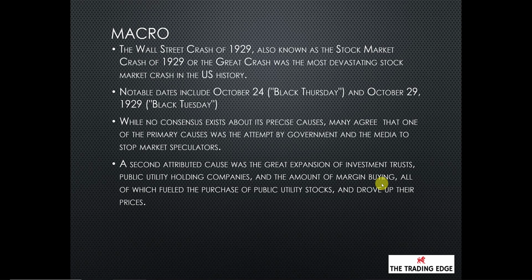So the second attribution for the 1929 crash was the great expansion of investment trusts. Think of these investment trusts as equivalent to your modern day hedge funds or large ETF funds, where if you wanted to gain exposure to a broad number of stocks, and you could not purchase these stocks individually, then you could buy into these investment trusts, which would be holding these stocks. So you get the exposure to the markets or these companies by buying into these trusts.